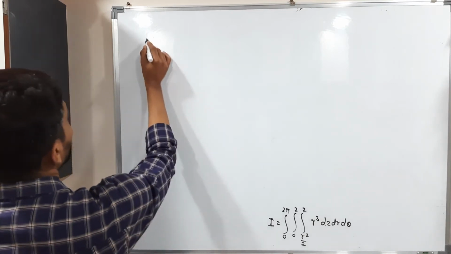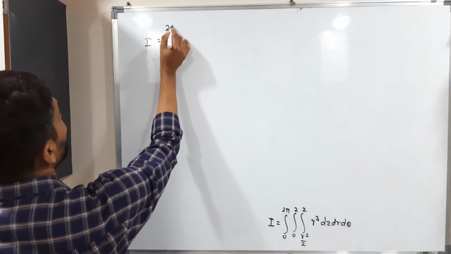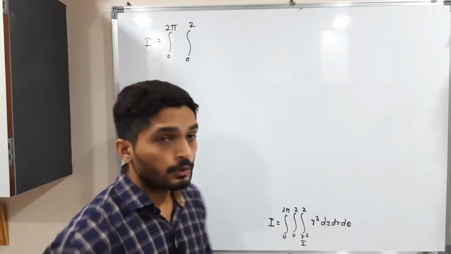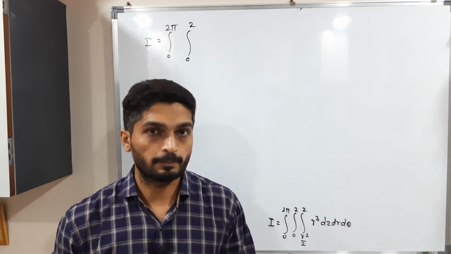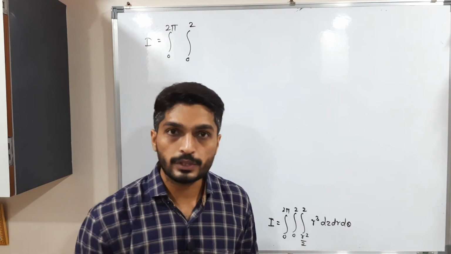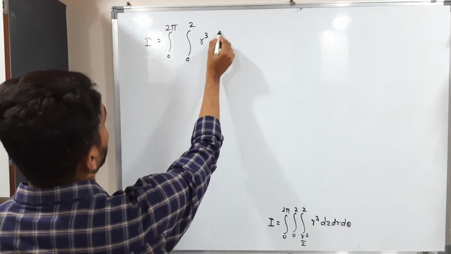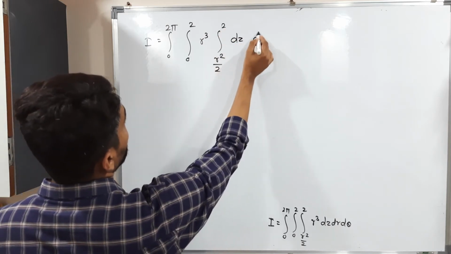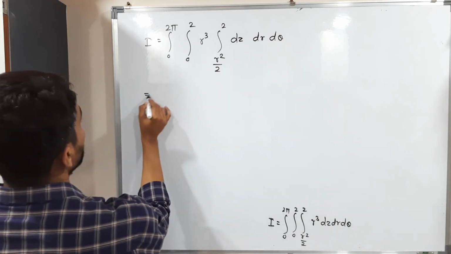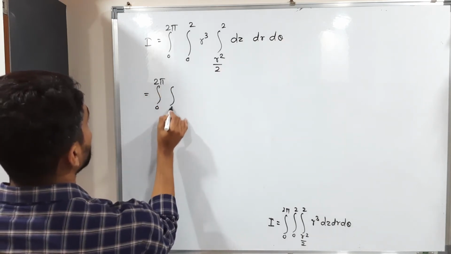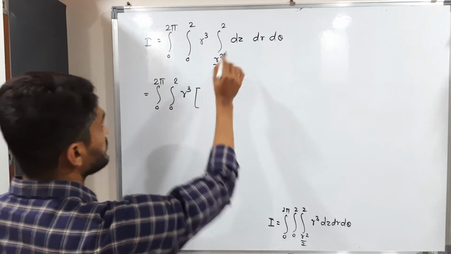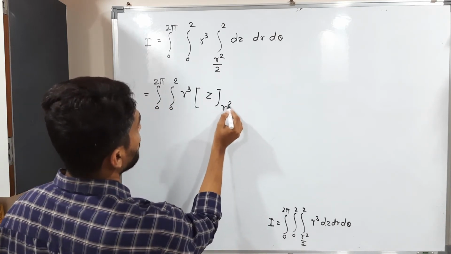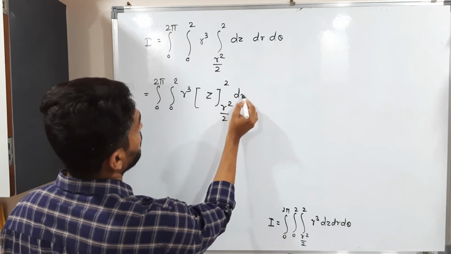So I is equal to integration 0 to 2 pi, integration 0 to 2. You know that the inner integration is with respect to z. So that's why r cube is a constant. You can take it outside. So here r cube will come outside. Integration r square by 2 to 2 dz dr, and at the end d theta. So integration 0 to 2 pi, 0 to 2, r cube. What is the integration of dz? Integration of dz is z. So that's why z from r square by 2 to 2, dr d theta.